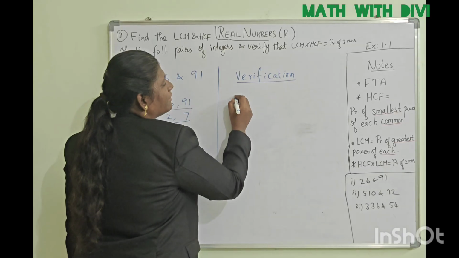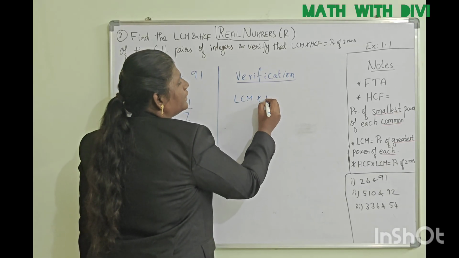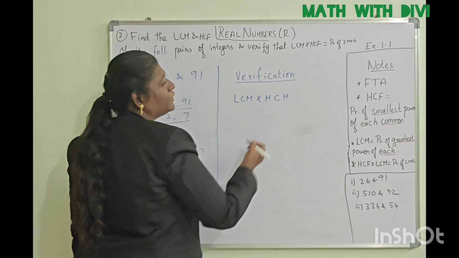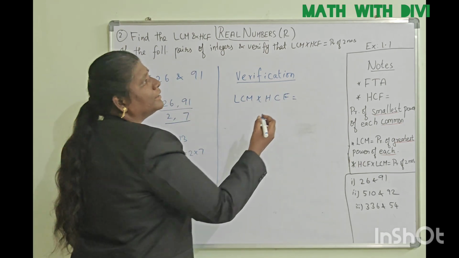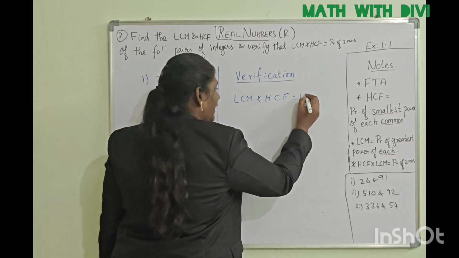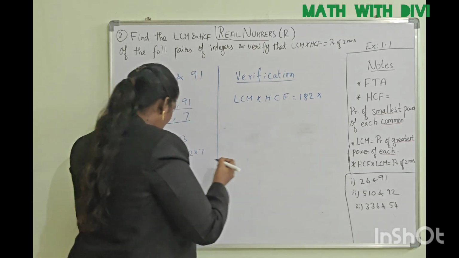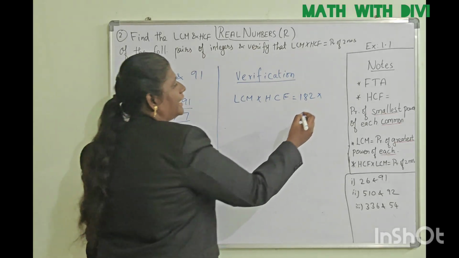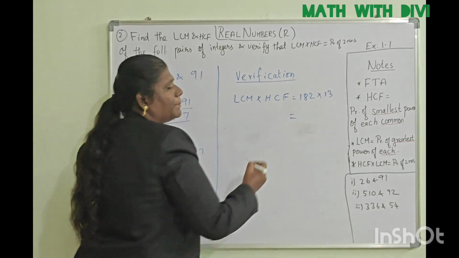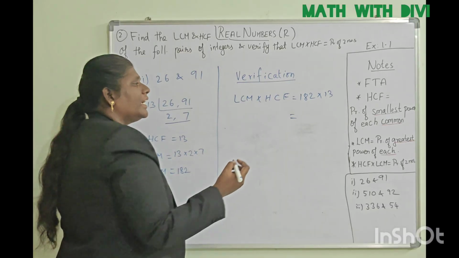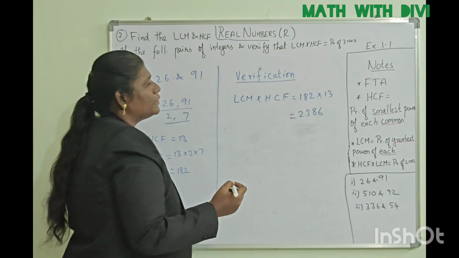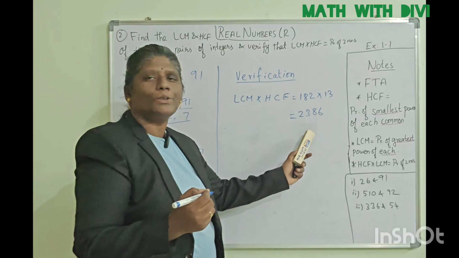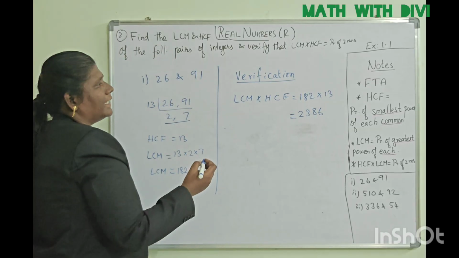First one is the formula, LCM into HCF. What is LCM here? 182 is the LCM and HCF is 13. So if we multiply 182 by 13, 2386, right? Yes, 2386 is the answer.